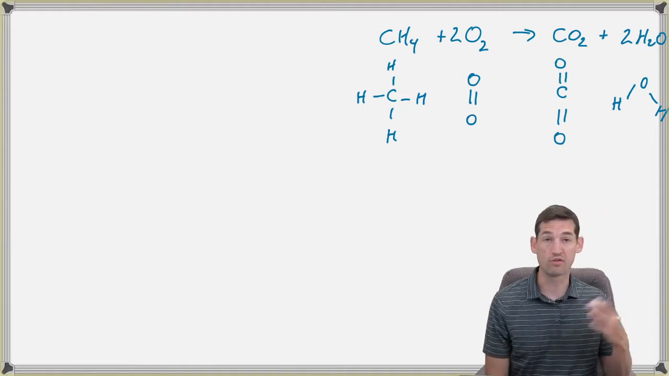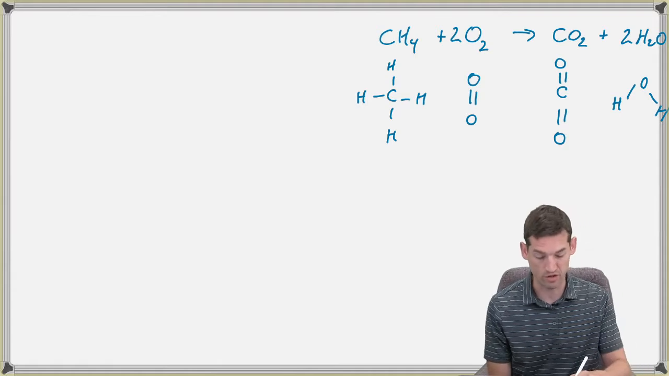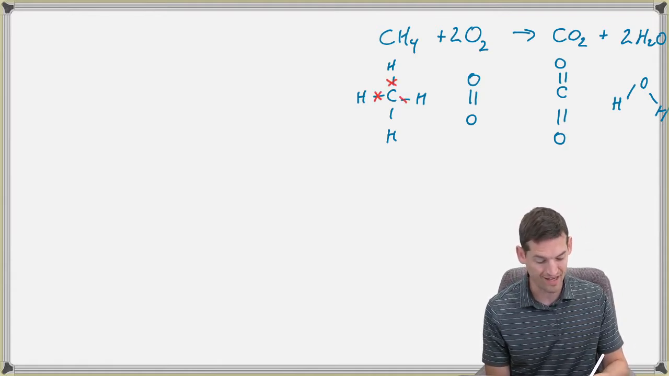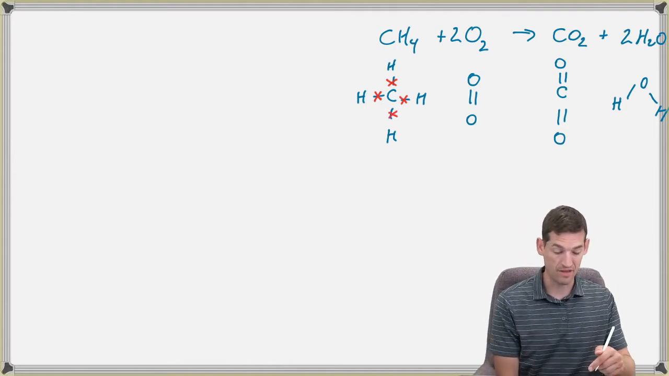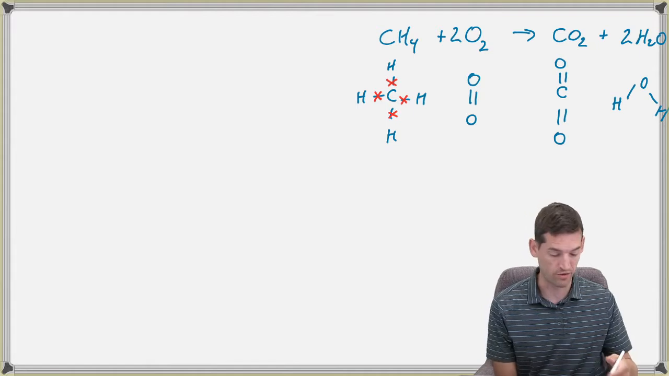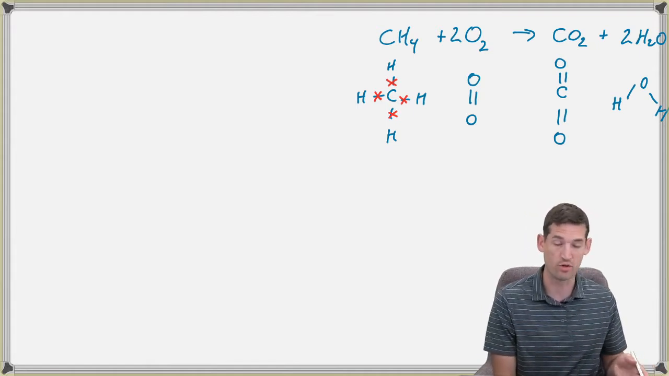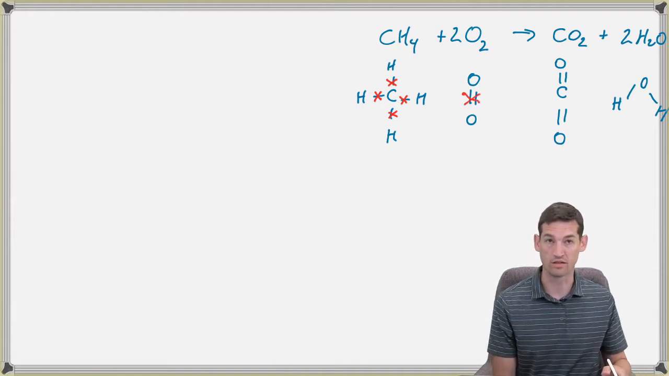Now, if we look at the bonds inside of this methane, these carbons bonded to hydrogens, you'll notice on the product side, those bonds don't exist anymore. There are no carbons bonded to hydrogens on the product side, which means all of these bonds have to break. Oxygen, the same thing. There's oxygen double bonded to another oxygen, but those bonds don't exist on the other side. Oxygen's not bonded to oxygen anymore. So these bonds have to break as well.